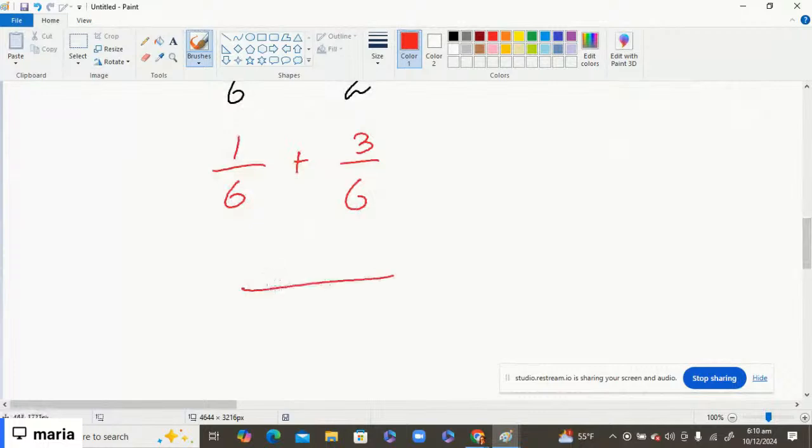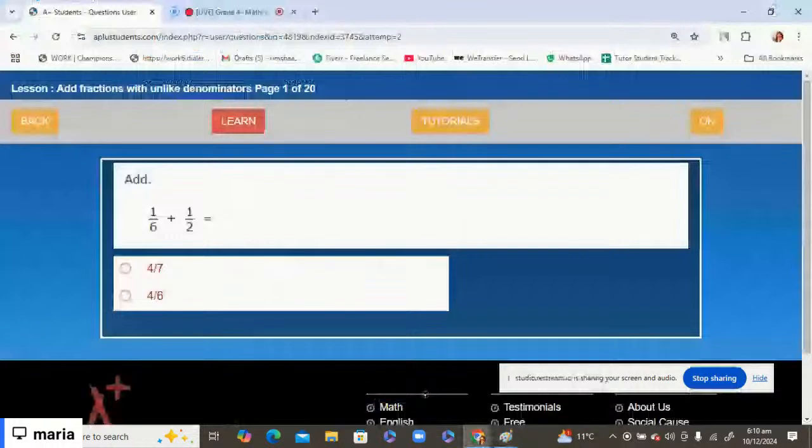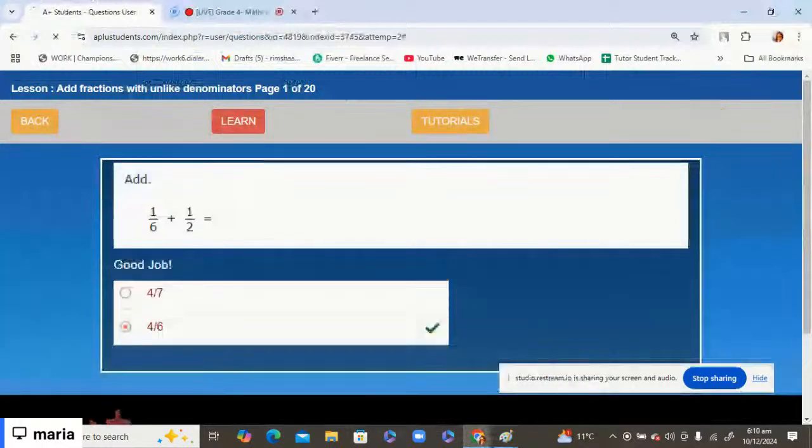Now what we do here, the denominator 6 stays the same, and 1 plus 3, we are only adding the top numbers. So 4 by 6. Check, is there an answer for 4 by 6? Yes, option B. Here is the right answer. Okay, let's do this one.